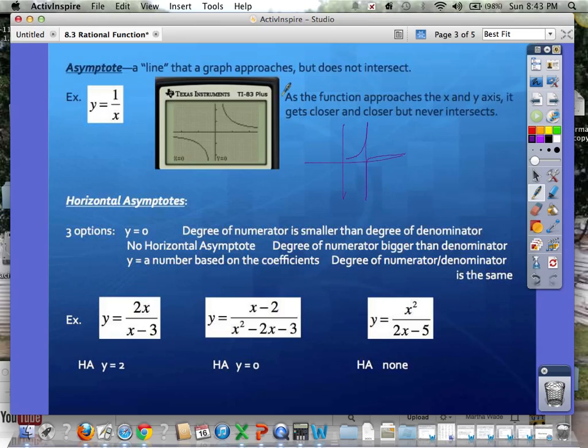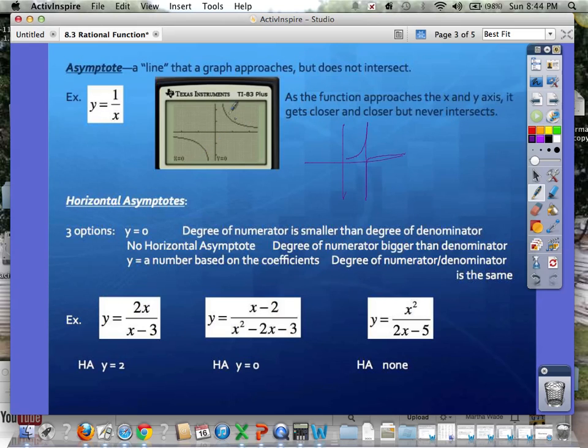It's a line where it causes a restriction in the domain, and the graph will approach it, but it will never intercept, and it will never cross. If it's a vertical asymptote, it will never cross. So this is a picture of y is equal to 1 divided by x. And this is a very important picture because this will talk about the rational functions that we'll be working with. This is like a parent graph to rational functions.